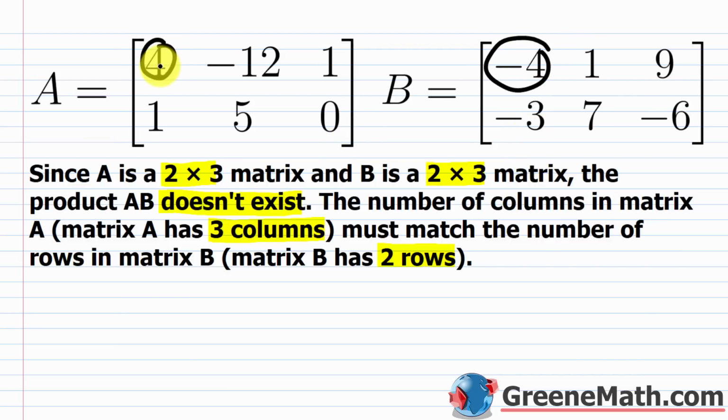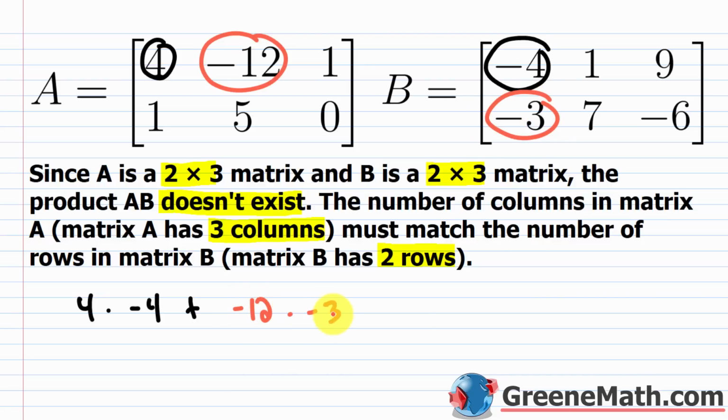So that's the first element in row 1 times the first element in column 1. So 4 times negative 4. Then plus, let's say I did negative 12 and then times negative 3. So negative 12 and then times negative 3. Well, what happens when I get to this element right here, this 1? Well, I don't have anything to match up with it in my matrix B, right?